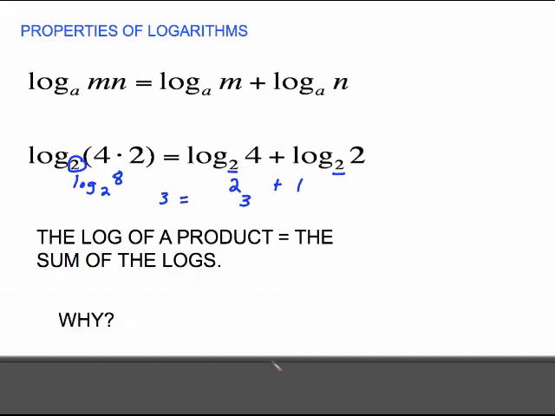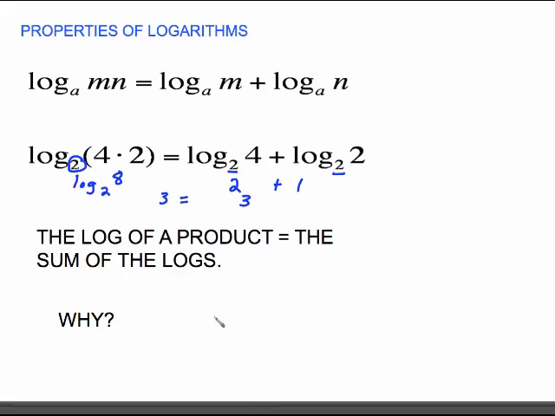Now, why does it work that way? Remember that the logarithm is the exponent that would go on the base to give you that number. Since the logarithm is the exponent, that means we're really dealing with the exponent laws. Since the exponent law for something like x squared times x to the third tells you to keep the base and add the exponents, that's the basis of this. Because these are exponents we're dealing with, we add those exponents.